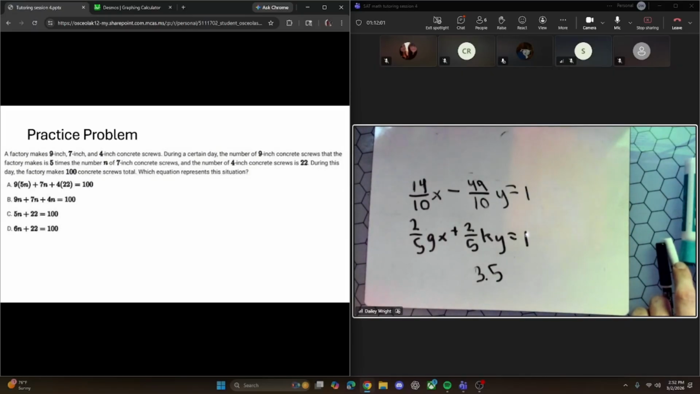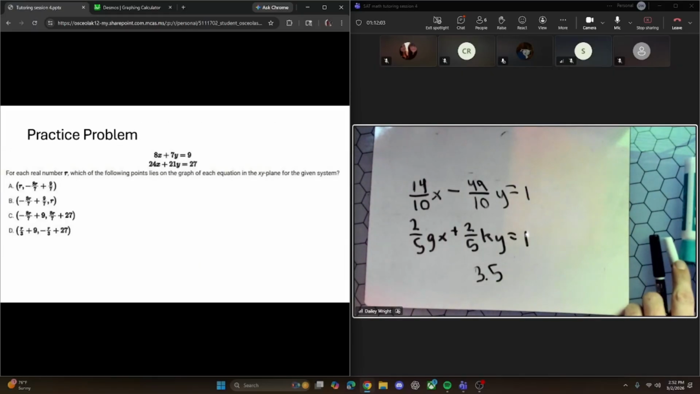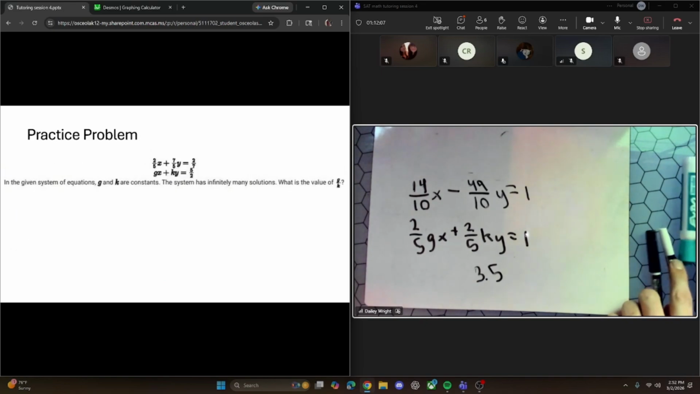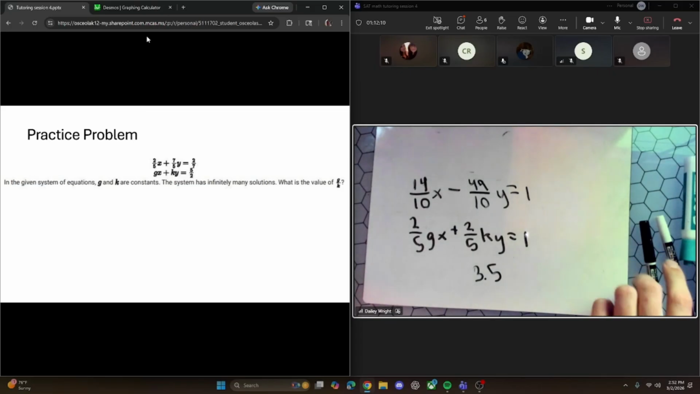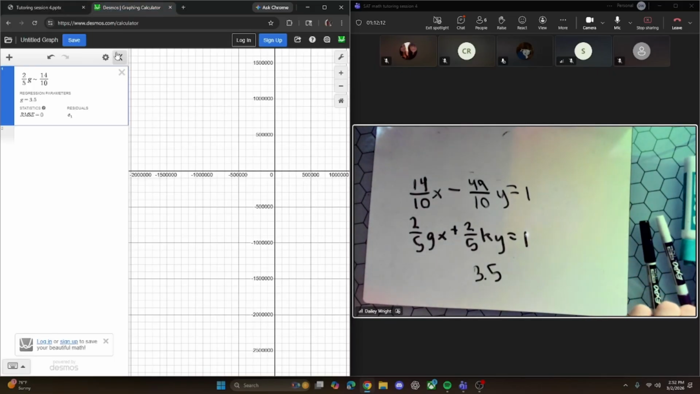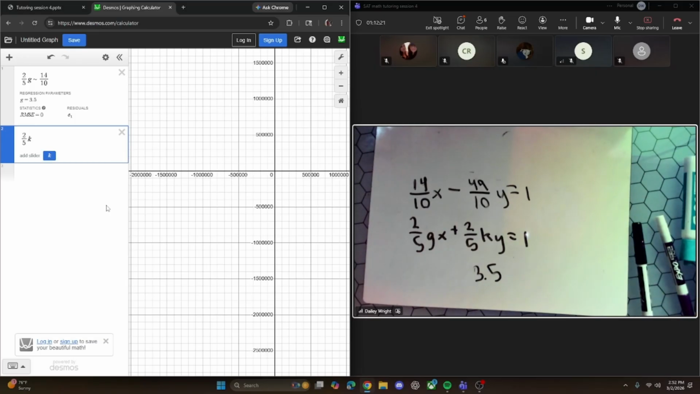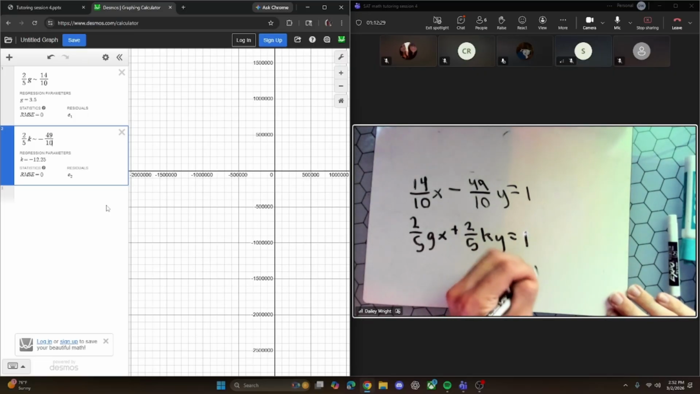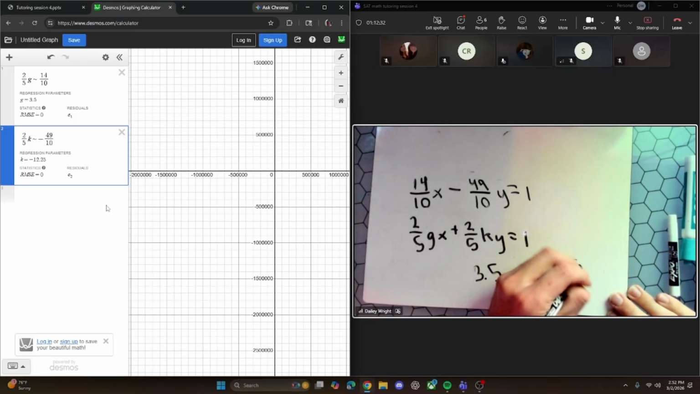This has done this every single time. There we go. 2 over 5k is equal to 49 over 10. It's equal to negative 49 over 10 because there's a minus sign out front. So 2 over 5k, squiggly line, negative 49 over 10. So k equals negative 12.25.